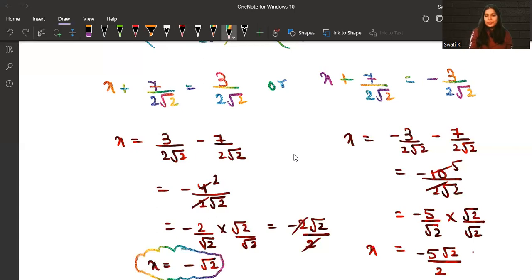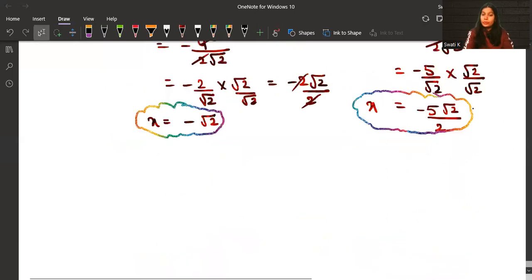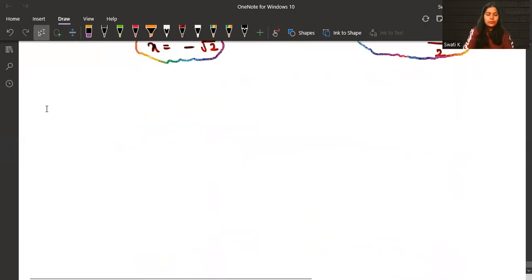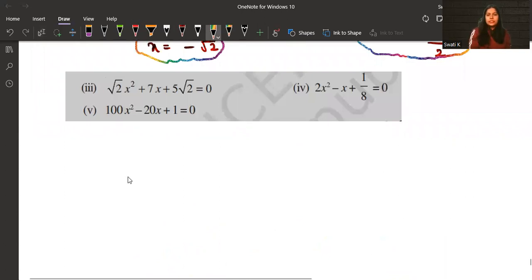All right, so we have completed our third question as well. Now we are just left with 2 more, so let's quickly solve those 2 questions as well. I've already copied this. Yes, so let's start with the fourth question, which is this one.